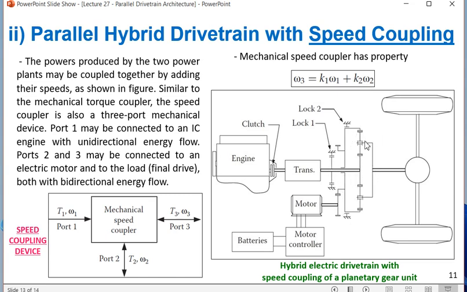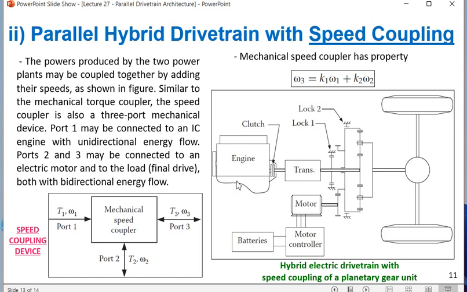So this is a hybrid electric drivetrain with speed coupling of a planetary gear unit. So this coupling is being done by a planetary gear. You have seen sun gear, pinion gear, all those gears we have seen while we had been studying the final drive element or differential. So all that is connected here, the sun gear or planetary gear, they are actually shown here, and through that we are coupling the speed. So here it is transmission. There is no transmission shown here. So there is a clutch here.